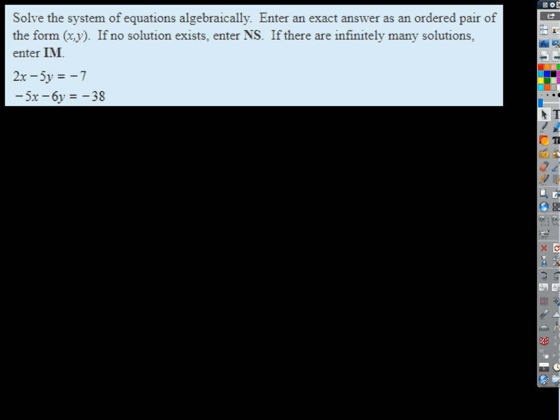Okay, so what do we expect the answer to look like here? If we read the question, it says solve the system of equations algebraically, enter an exact answer as an ordered pair of the form (x, y). So what's the answer going to look like? Well, it might be no solutions, it might be infinitely many, or it could be a point with a value of x and a value of y, right? An ordered pair. So let's go through this one then.